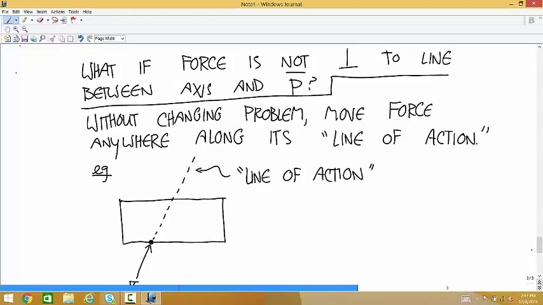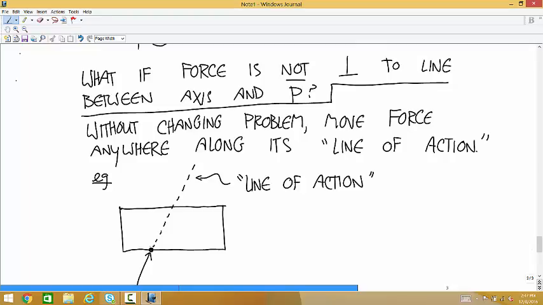It doesn't have to touch the object. This is a mathematical thing that we're going to use. It's not an actual physical thing. It's not like you're really moving where the force is applied. It's just a mathematical treatment. But what this does is it lets us move the force mathematically to a place where the force is going to be perpendicular to that line.